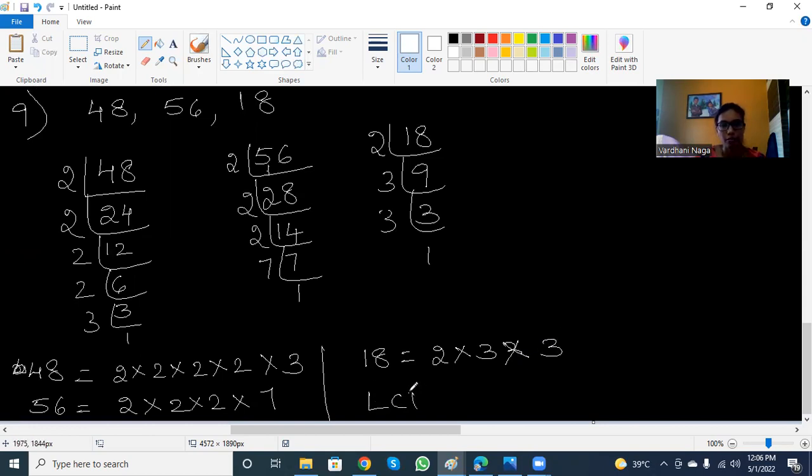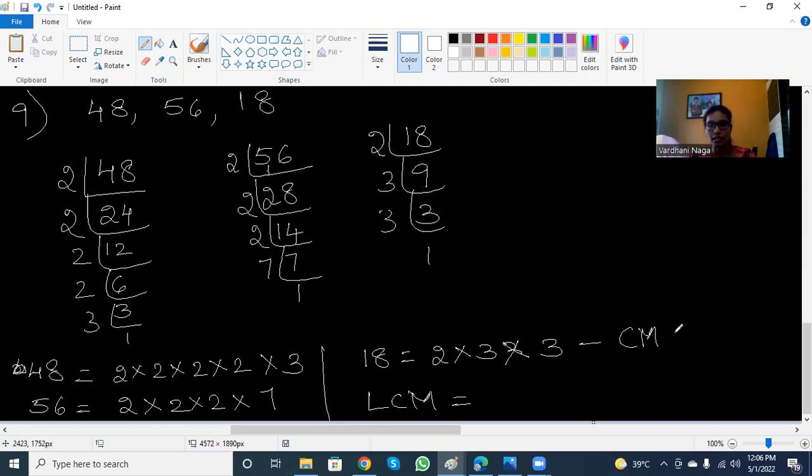Okay, LCM, least common multiple. The least common multiple is nothing but the product of the maximum repeated common factors. What are all the numbers we have in these three numbers? 2 is there, 3 is there, 7 is there. So let's see, 2 is repeated how many times? First we will write the common ones.